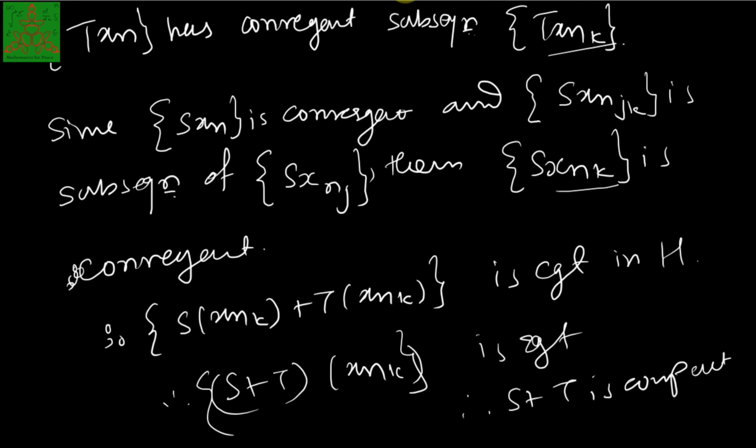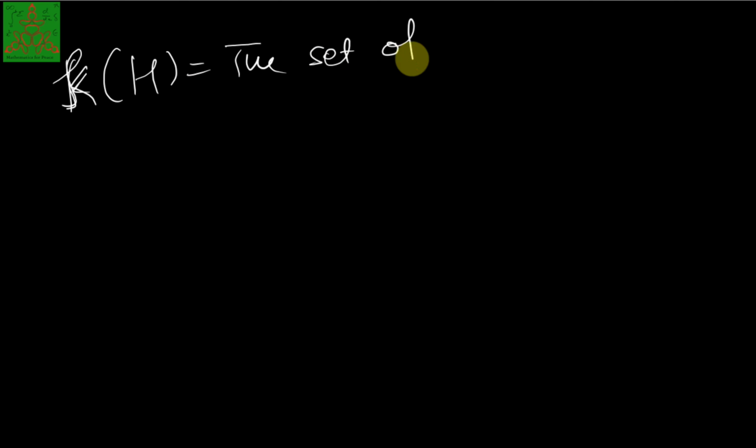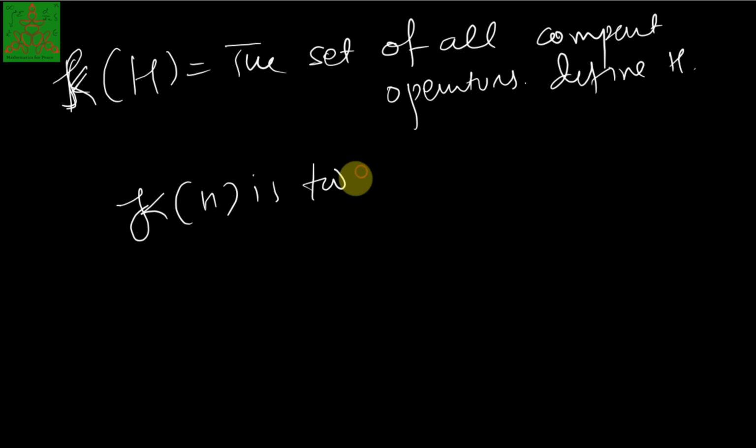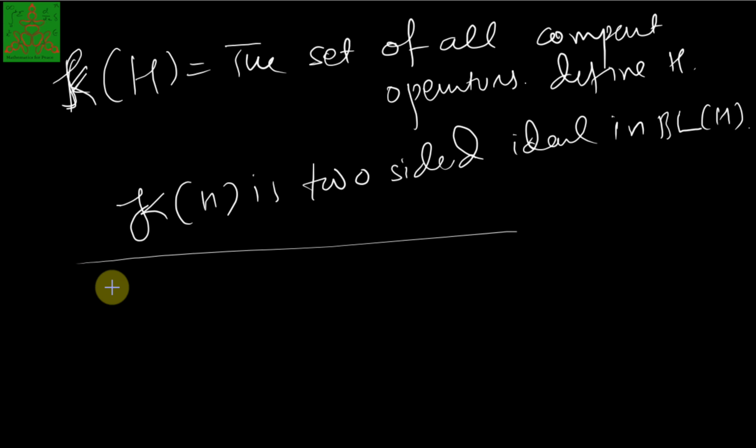So this statement gives you that if you denote by script K of H the set of all compact operators defined on H, then you can say that K of H is a two-sided ideal in BL of H. So lastly, I want to say that if T belongs to K of H, that means T is a compact operator, we can ask about T inverse, whether it is a compact operator or not.